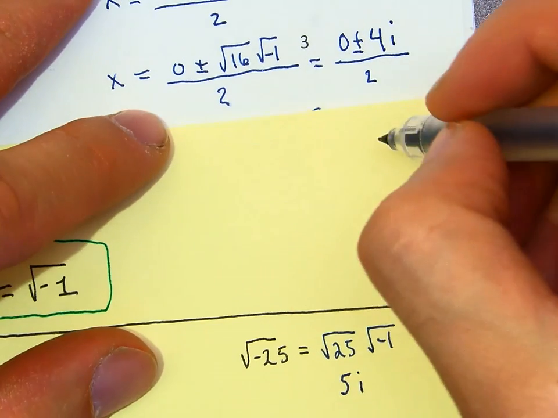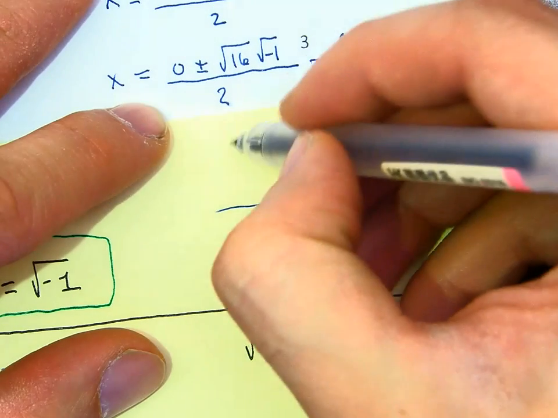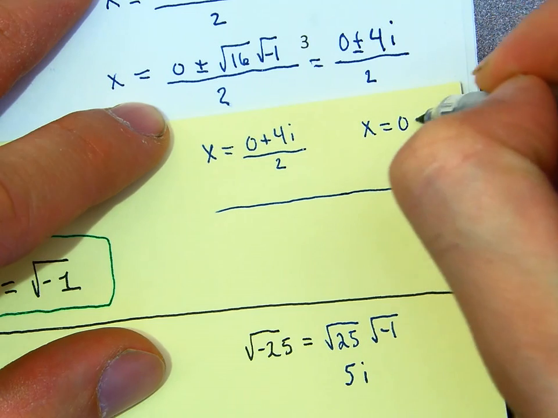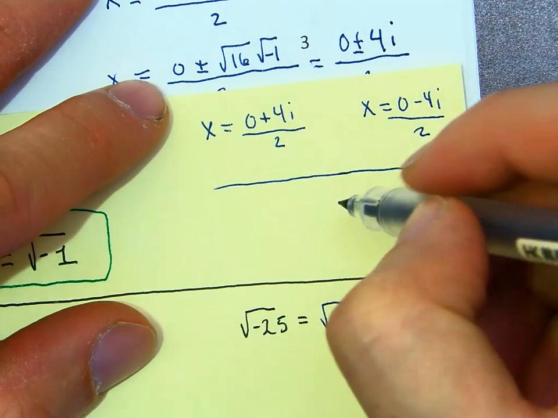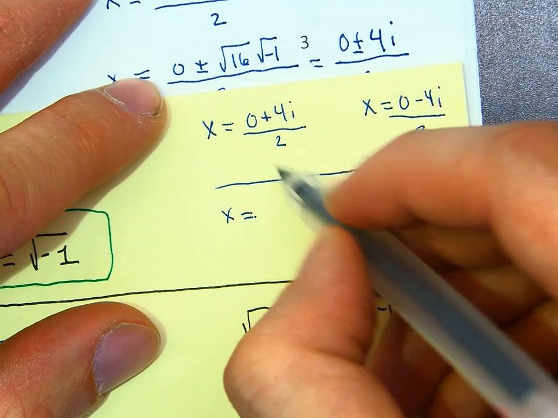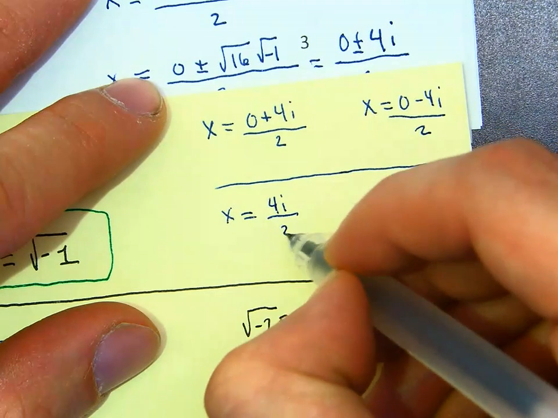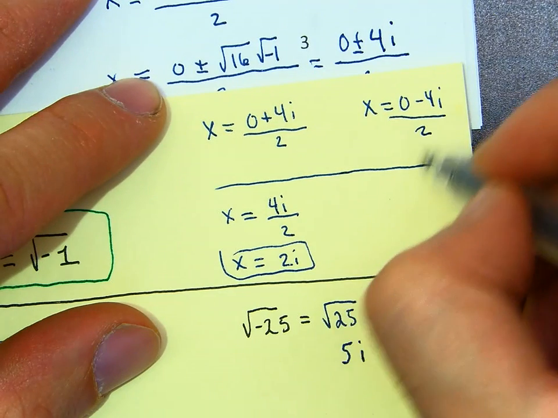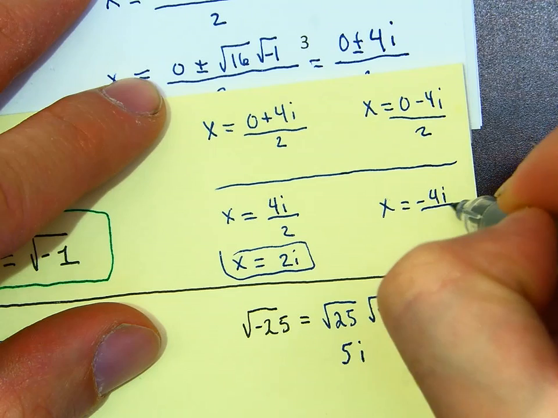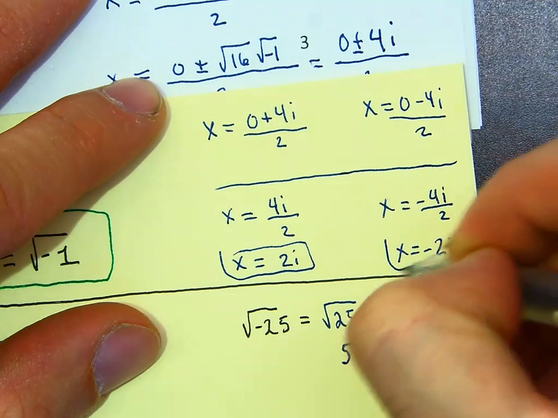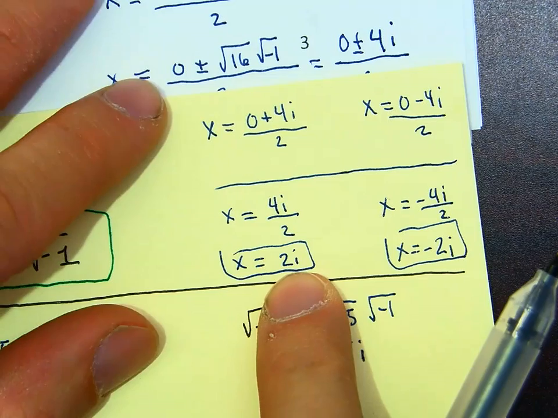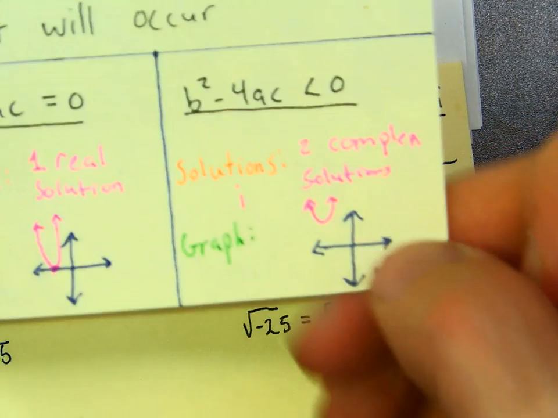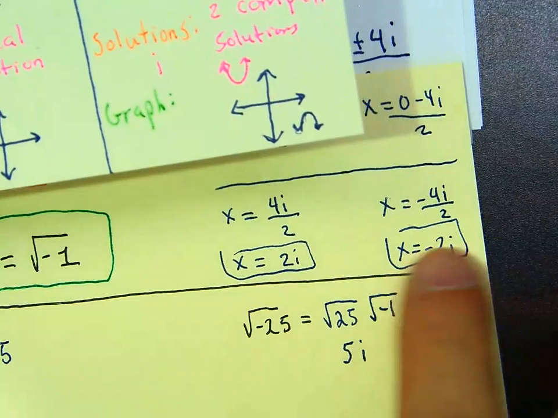Here, you have to have two values. You have to say x is equal to 0 plus 4i over 2. X is equal to 0 minus 4i over 2. So then now you have x is equal to, what is 0 plus 4i? It's just 4i over 2. So x is equal to 2i. And this is 0 minus 4i, x is equal to negative 4i over 2. So x equals negative 2i. Okay, and that's what happened, right? Like we said, we would get two complex solutions, and we did. We got 2i and negative 2i.